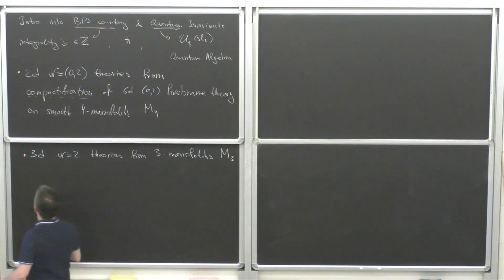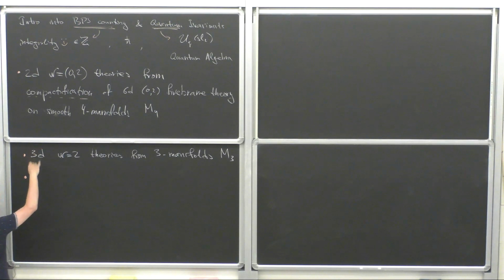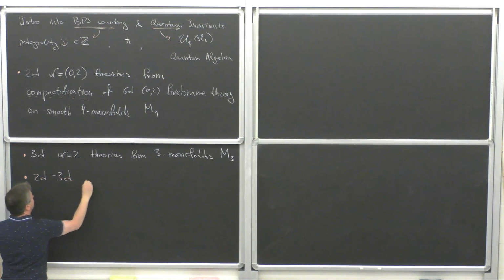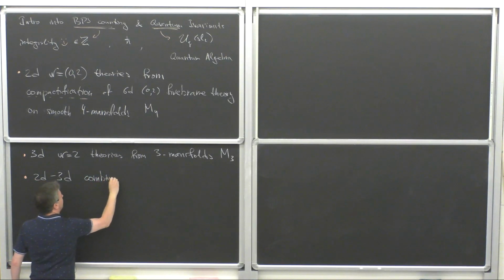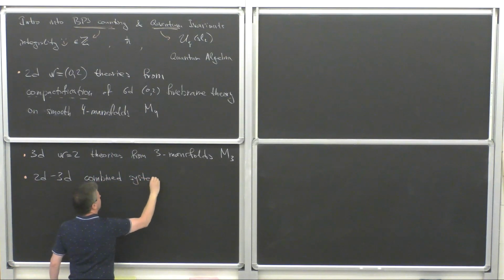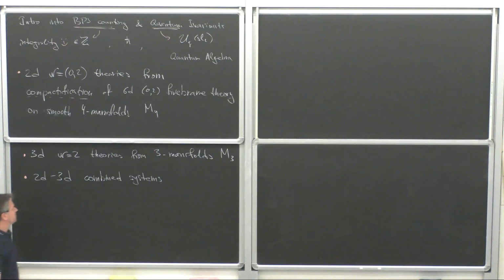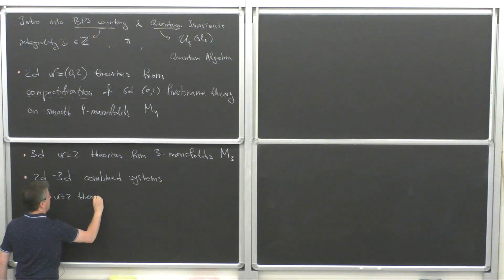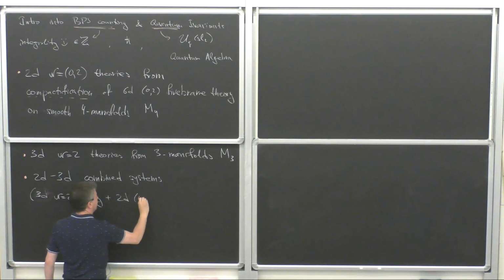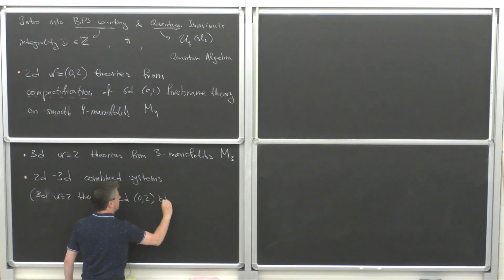So then, in addition, and this will be an important part of our discussion, we'll talk about a combination of these two systems. So this will be 2D, 3D combined systems. Basically, it involves 3D. To decode it, it will be a choice of 3D N=2 theory plus 2-dimensional (0,2) boundary condition.